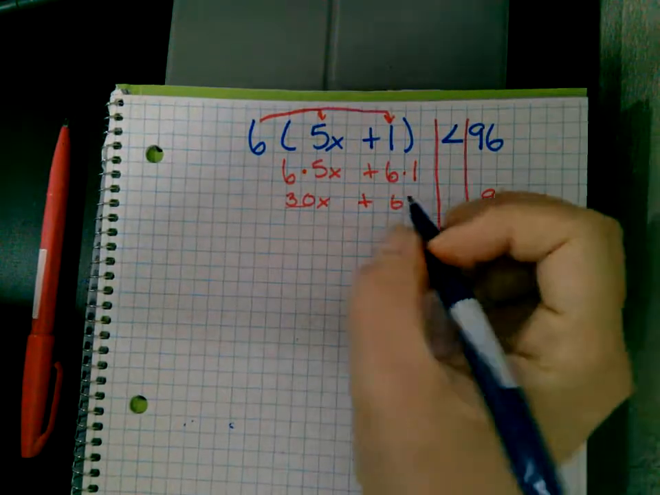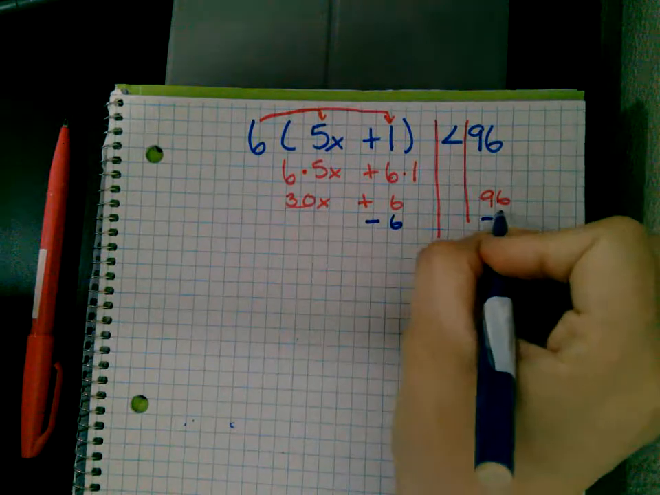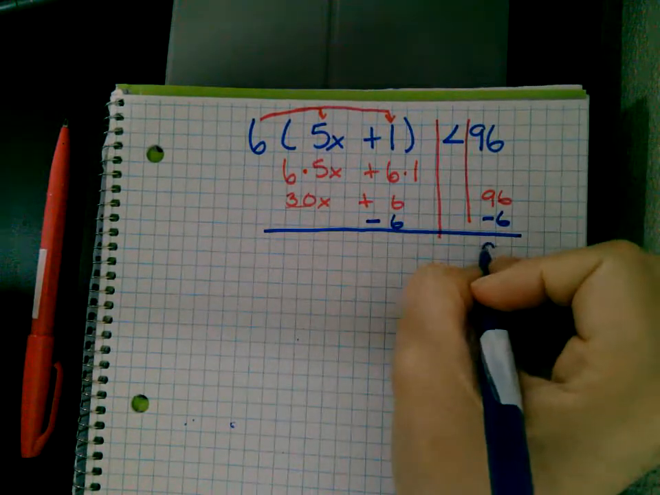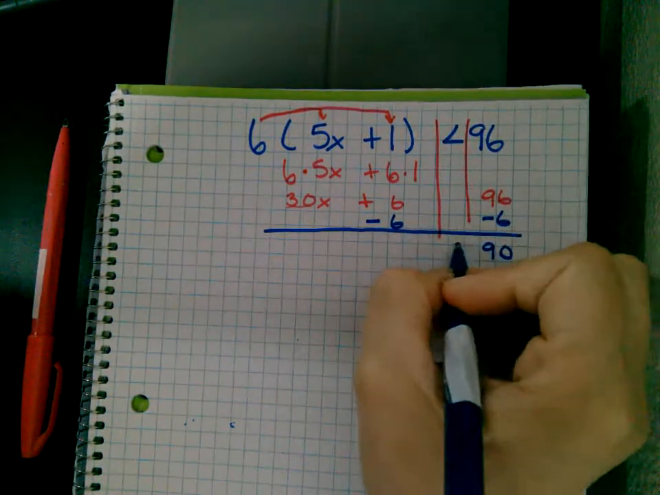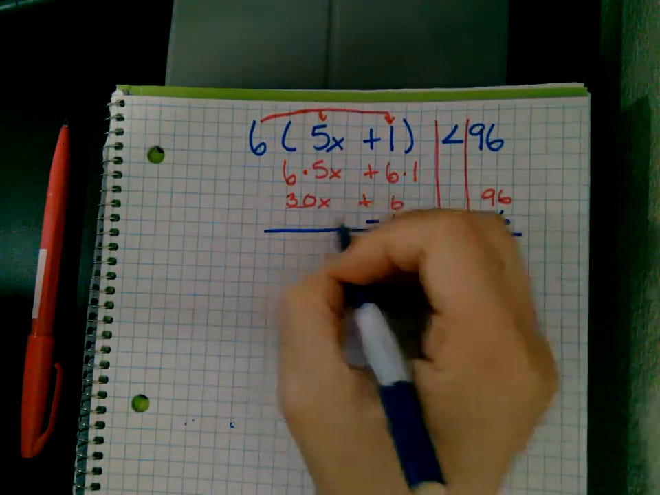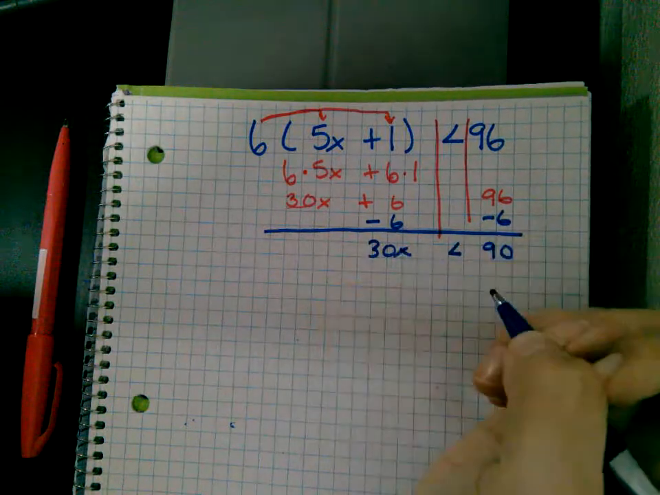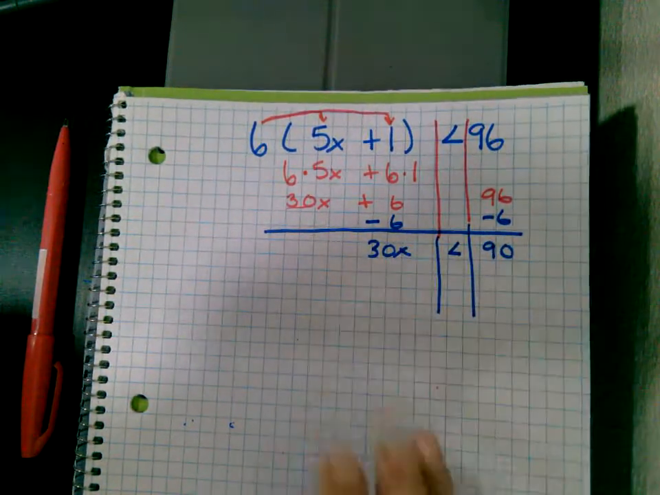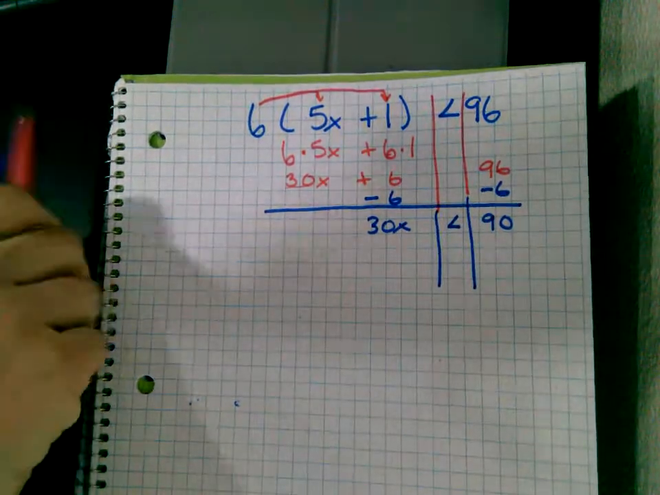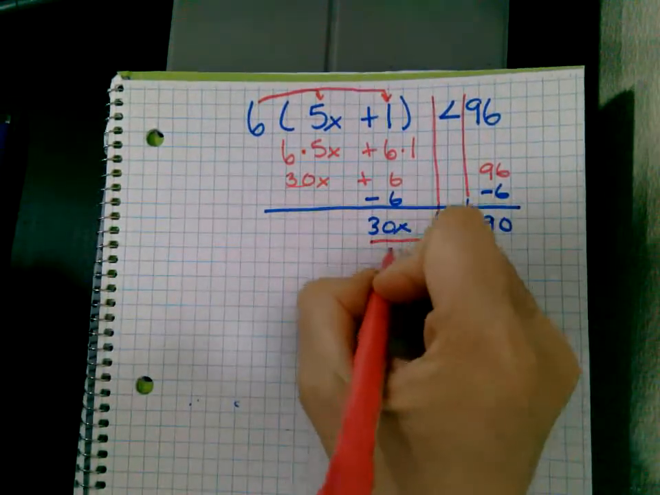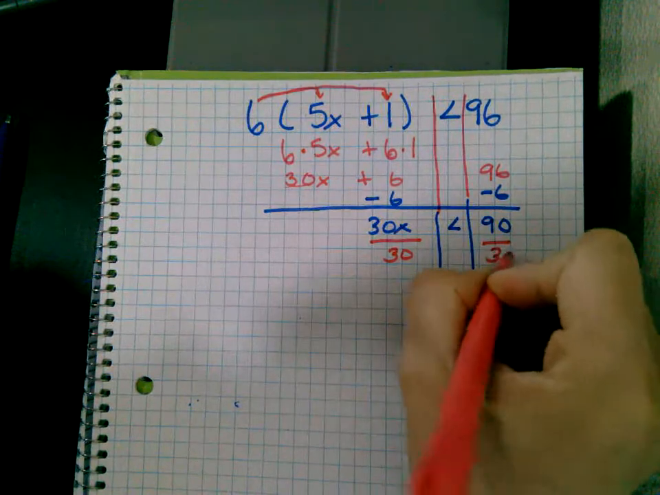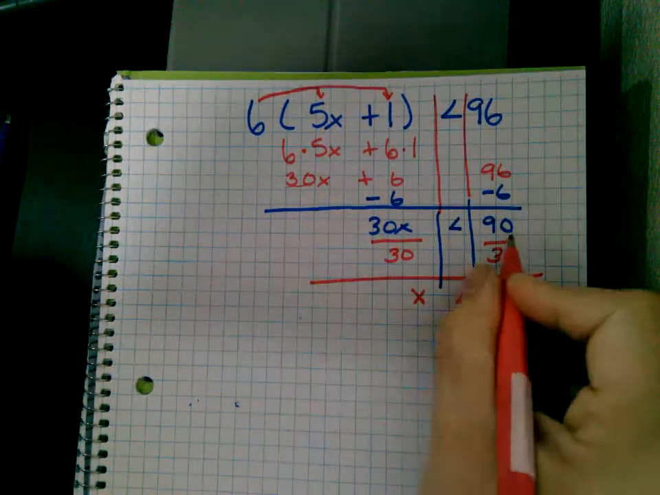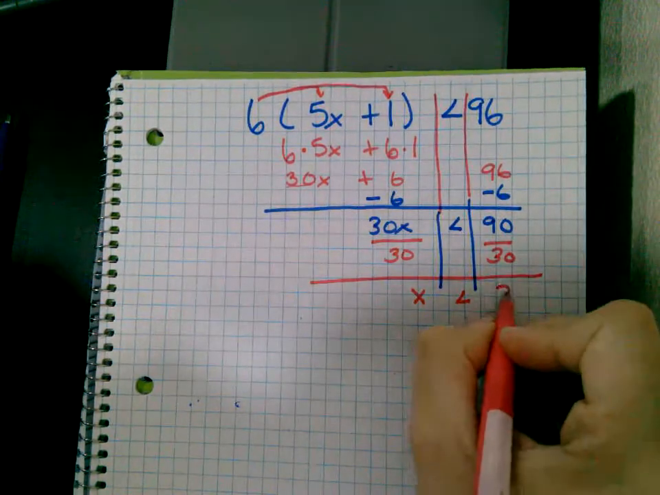So the first thing I'm going to do is minus 6, minus 6. 96 minus 6 is 90. Bring down your inequality. This gives you a 0. You bring down the 30x. Then how do I remove the 30? How do I get it to the other side? What mathematics do I have to use? Divide by 30. X is less than 90 divided by 30, which is 3.